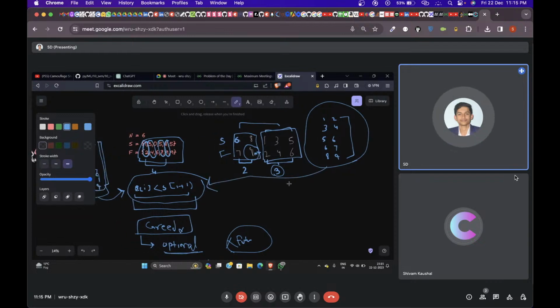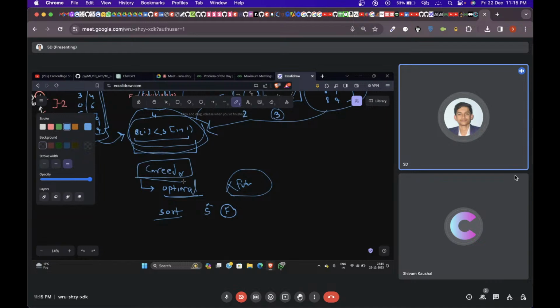So only if we just sort the array on the basis of finishing time and simply apply this logic, then we can resolve the situation where we are not sorting and facing issues like this. And that is what greedy will help us to do.